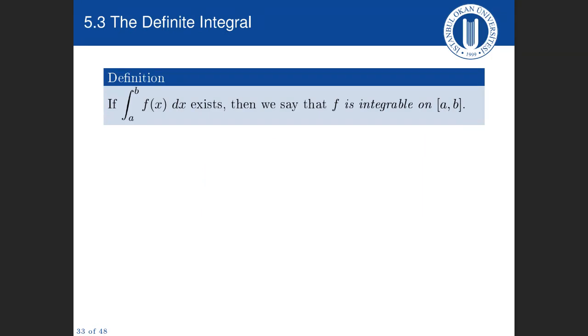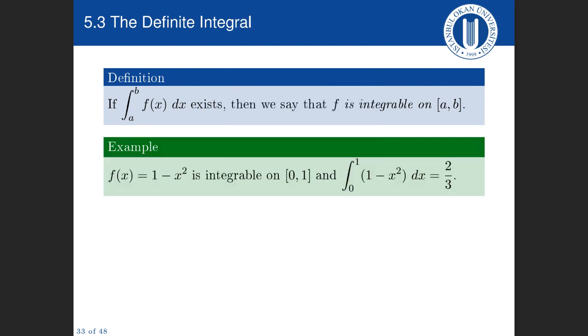If the definite integral of f from a to b exists, then we say that f is integrable on the closed interval from a to b. So just as if a derivative exists, we say that the function is differentiable. If the definite integral exists, we say that f is integrable.